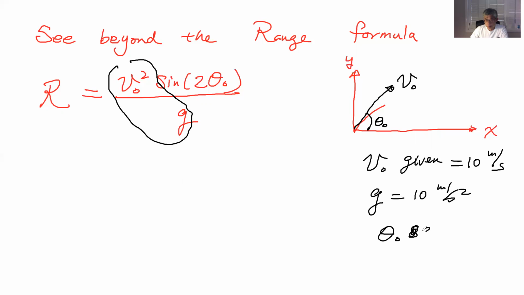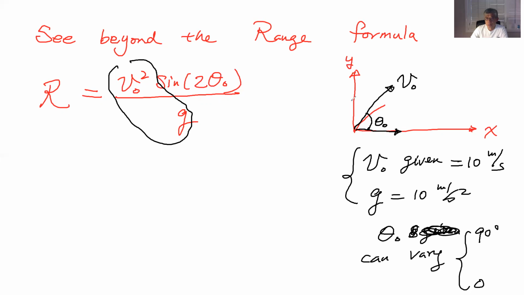but it has a range. This one is fixed, but let's not say theta 0 is given. Let's just say theta 0 can vary from 0 to 90 degrees. If you shoot it this way, that would be 0 degrees, and if you shoot it straight up, that would be 90 degrees.